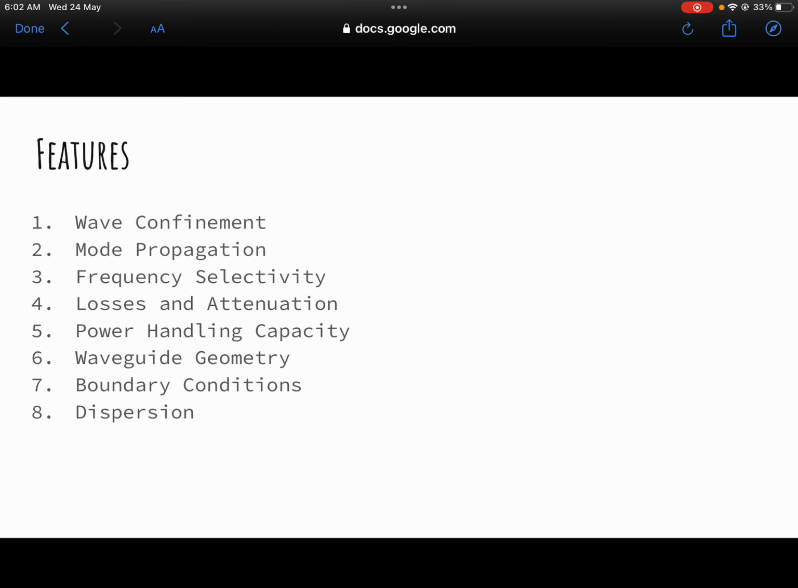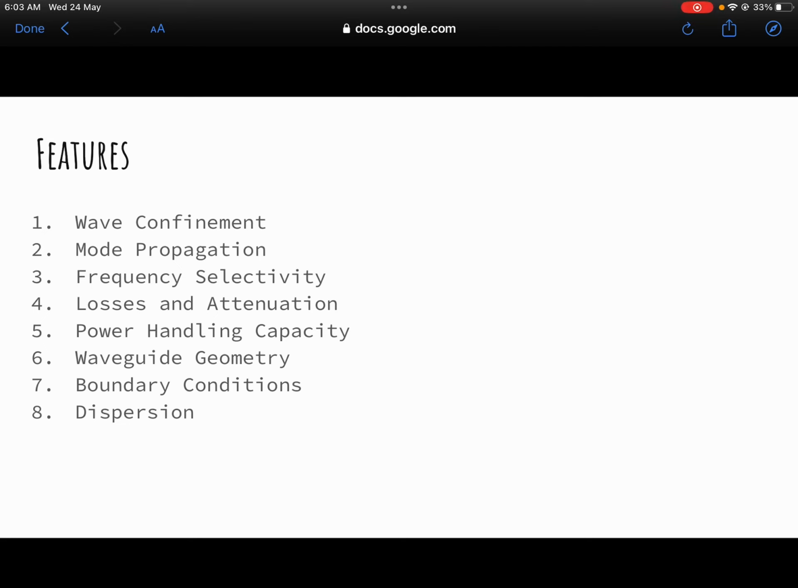Features. Some of the features that a waveguide possesses include confinement. Waveguides are designed to confine electromagnetic waves within their structures, preventing them from spreading out into the surrounding medium. This confinement allows for controlled propagation along a specific path.